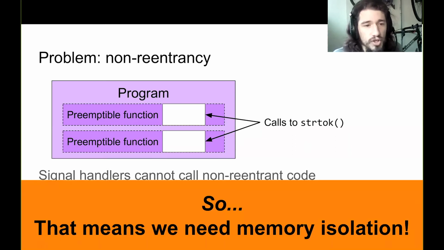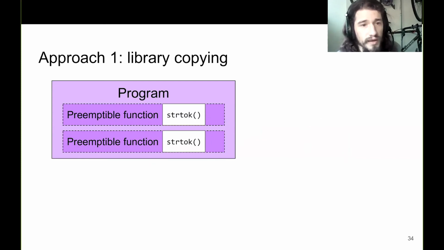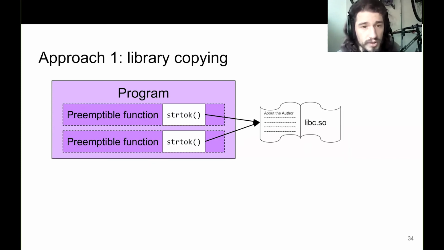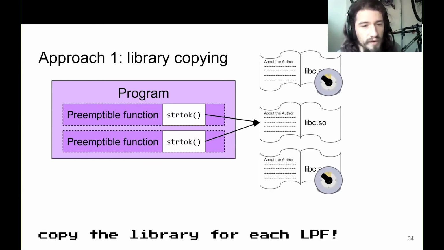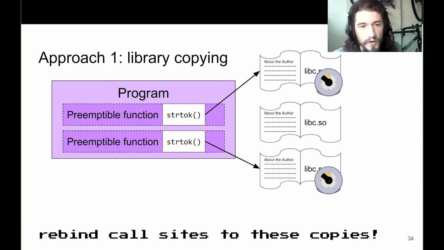So we need to provide some form of memory isolation, just like fork did, in order to truly provide safe concurrency here. And so the approach we go with is based on library copying. So we can view those strtok calls as transfers of control into the libc module. And we can make a copy of the library for each lightweight preemptible function and rebind the call sites.